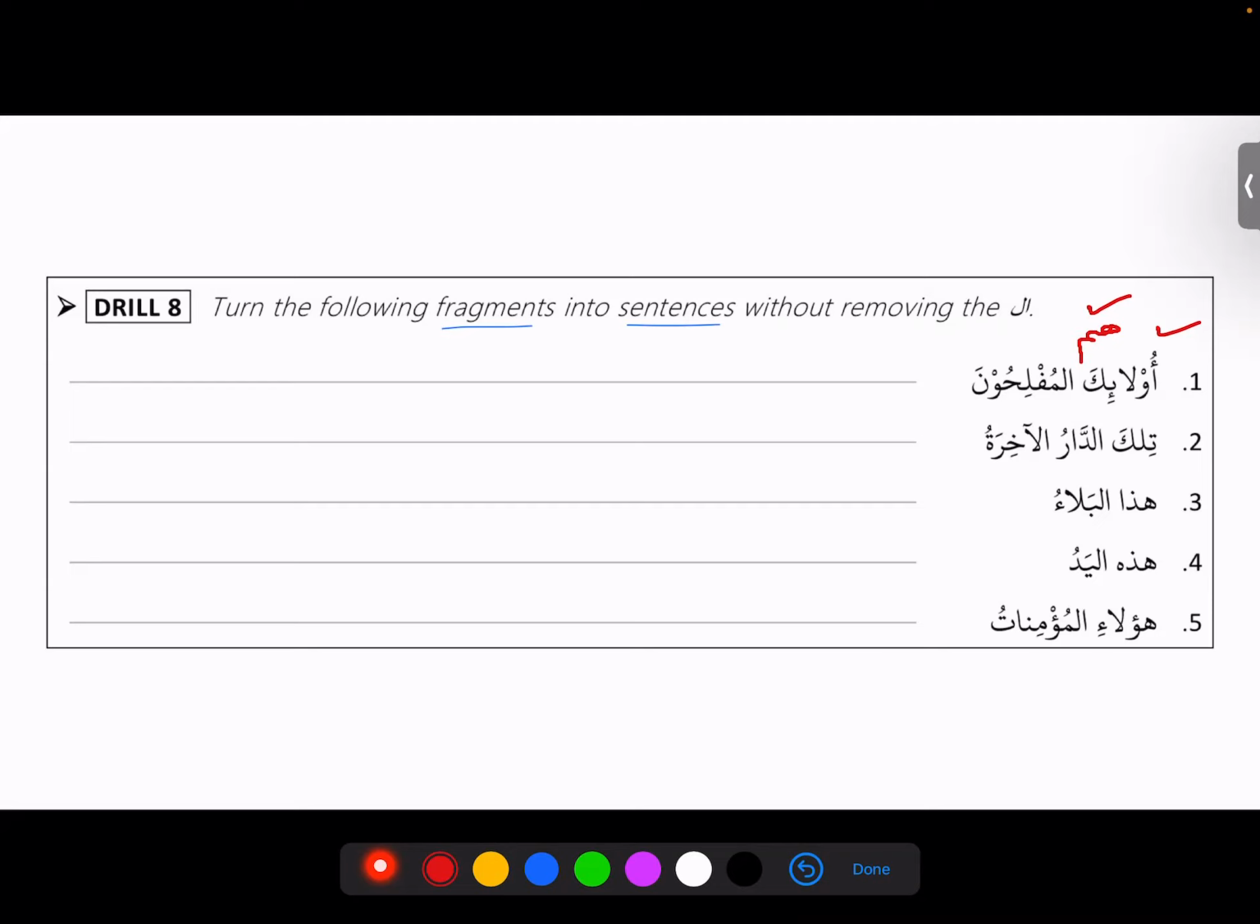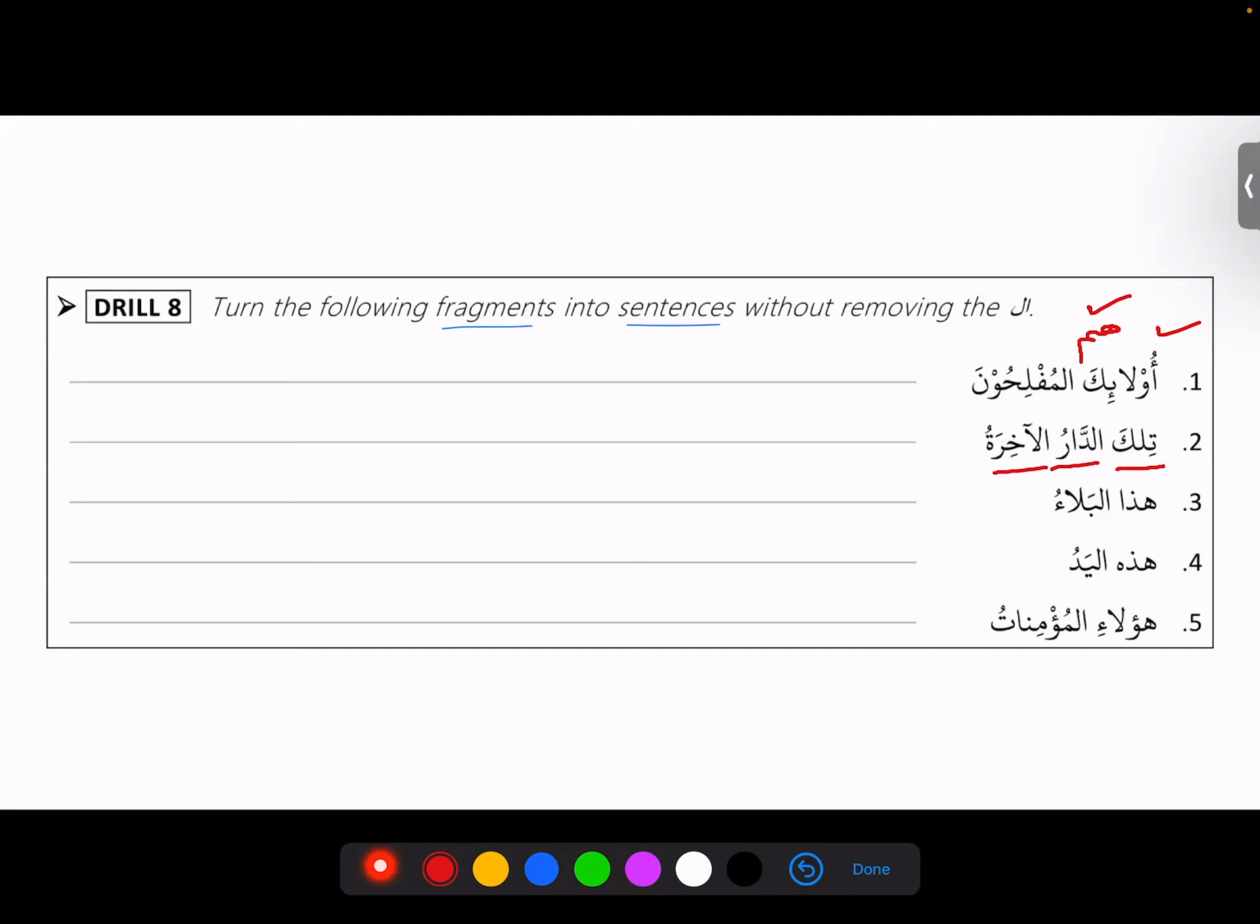Okay, next one. Tilka darul akhira. So, tilka means this is that, right? Ishara lil bayit. Dar means house, and akhira means akhira. House of akhira, right? Hereafter. Now, first translation, that part. Tilka darul akhira. That is the house of the hereafter.